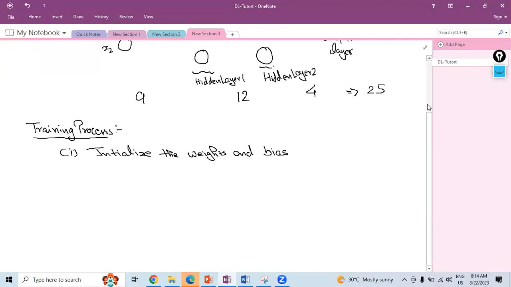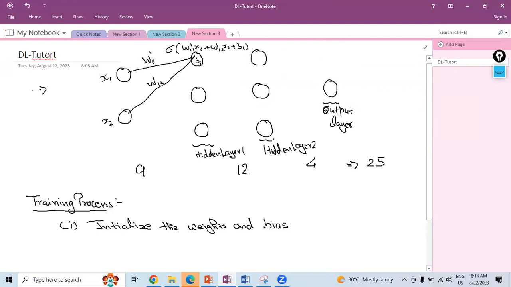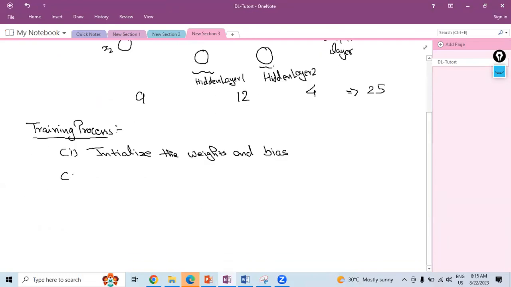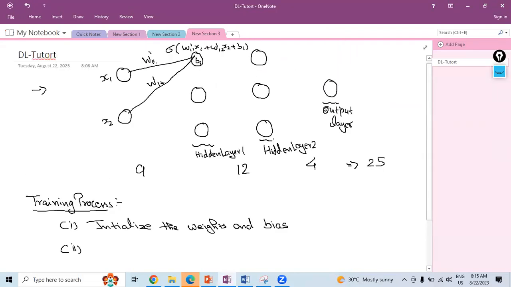So basically, we start with some random values of W11, W12, and the other values. This is my first process. Then when we have set up the random values for the weights and bias, you can see that this neuron will have some output. This neuron also has some output. Again, this will pass, and their weight is also initialized. So we get some calculation, and this will pass to the next one.